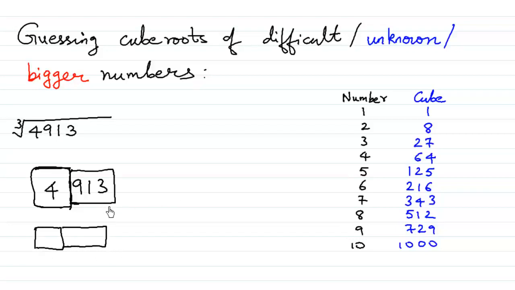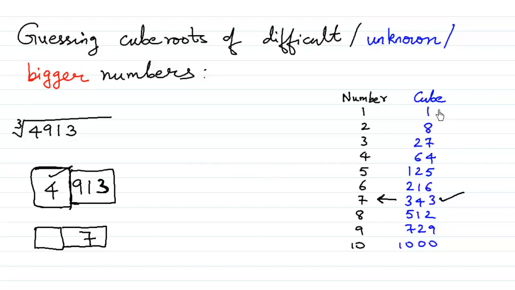Now just look at the units place. The last digit is 3. Try to search for 3 in the table. 3 comes here, in 343. The number opposite to that is 7, so we write a 7 here. So we have just come to know that the units place, the last digit of the answer, is 7.